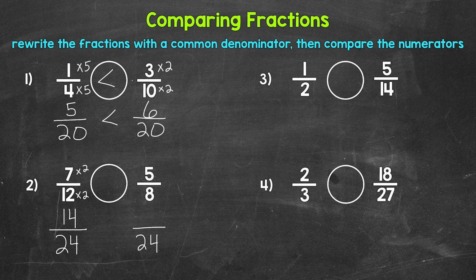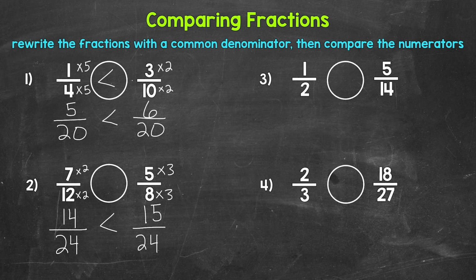So how do we get 8 to equal 24? Well, 8 times 3 gives us 24. So we need to do that to the numerator as well. 5 times 3 gives us 15. So we get 15/24. Now 15/24 is greater than 14/24.